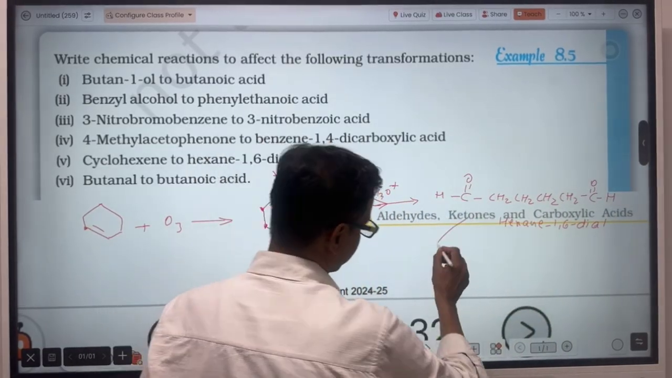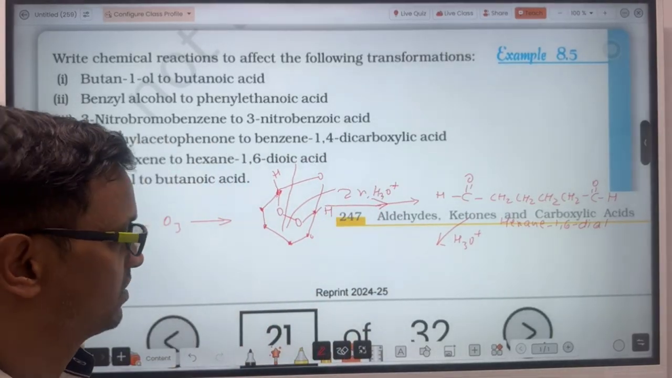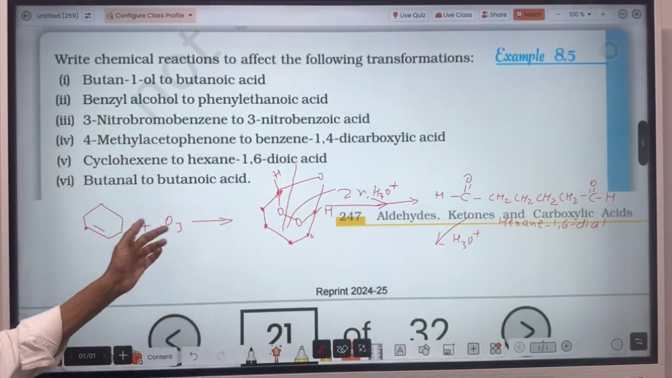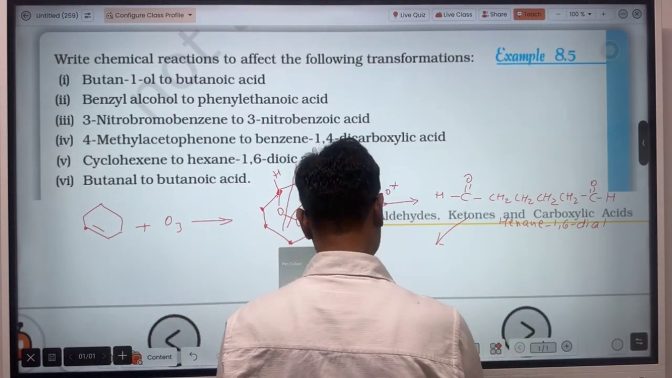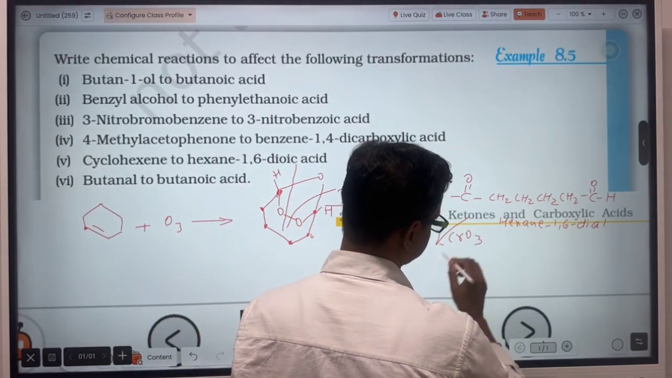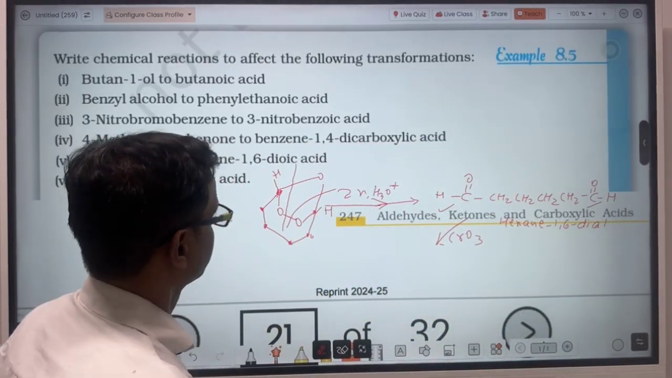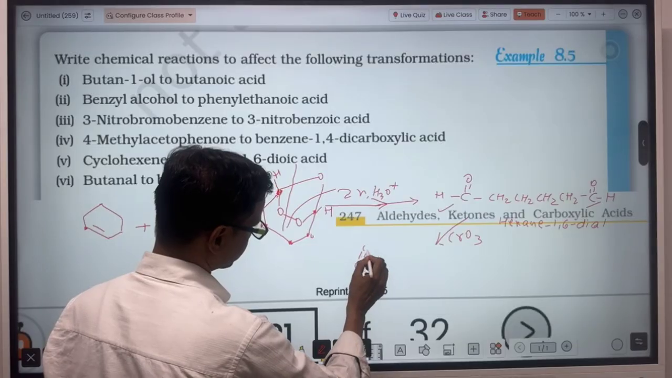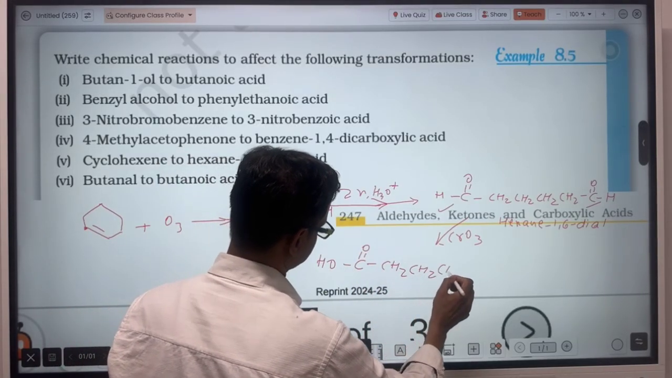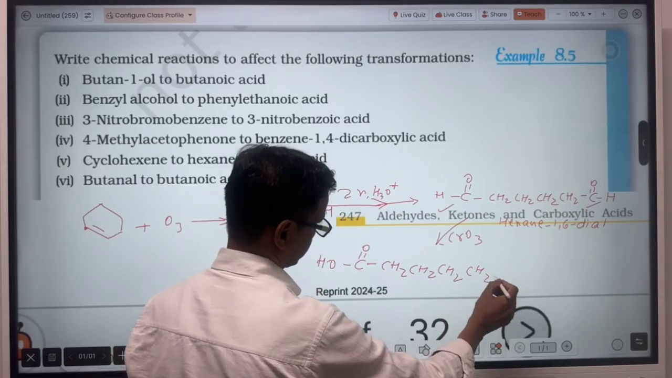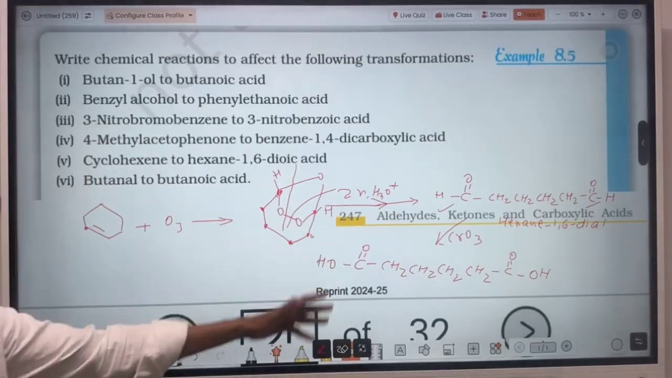Now hexane-1,6-diol, and then pass acidic water. The aldehyde forms, and then oxidize them by taking CrO3. You take it, so this CHO will oxidize into COOH, and that will also oxidize into COOH. So the resultant compound will be this.